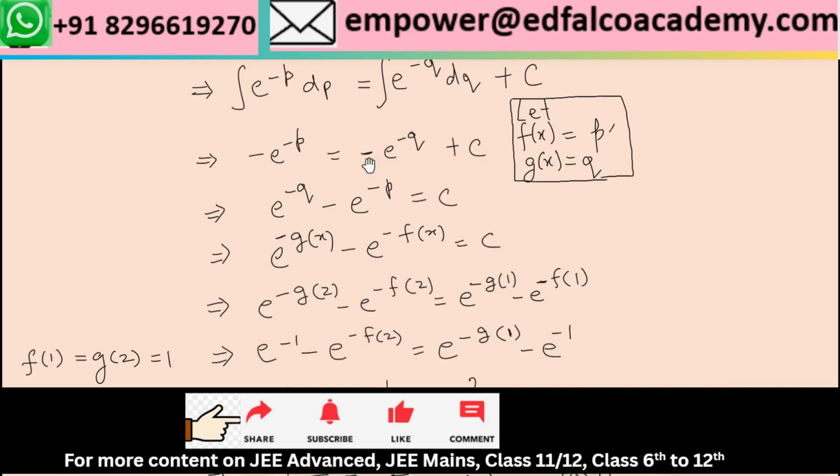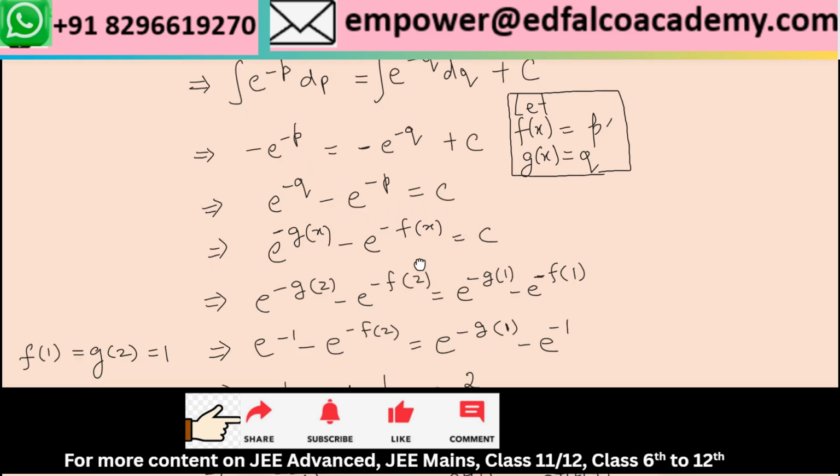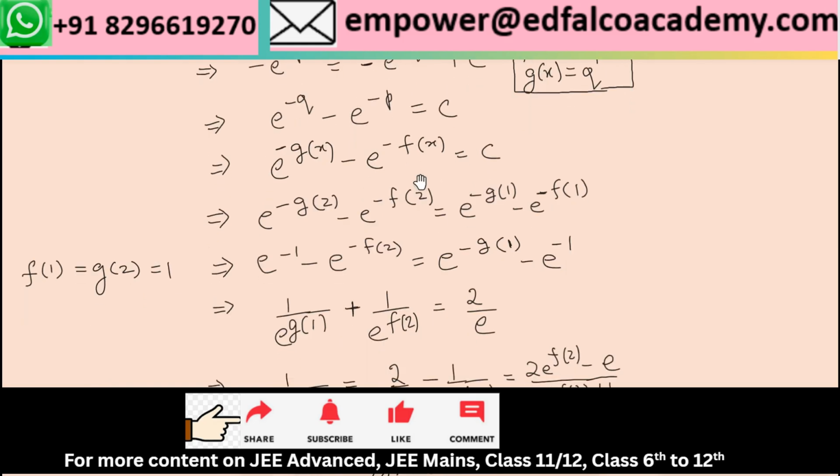Now sending minus e to the power minus q to the left hand side, it will become e to the power minus q minus e to the power minus p is equal to c. And now I bring back g of x and f of x. So I will replace q with g of x and p with f of x, and therefore I will get this equation. Now after this I can start substituting, because it's showing that e to the power minus g of x minus e to the power minus f of x is always a constant.